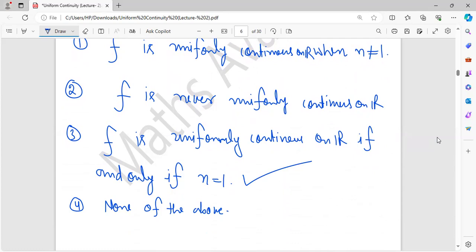Today we have learned some examples of continuous functions which are not uniformly continuous, and we have proved this with the help of the theorem which I proved at the start of this lecture: f is uniformly continuous if and only if, for any two sequences whose difference tends to 0, the image sequences' difference also tends to 0. Okay, so this is a very good result, and by using it we have proved that there are some functions which are continuous but not uniformly continuous.